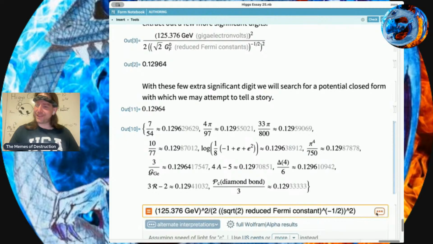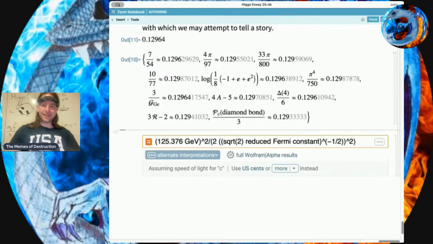We'll leave it as this. It gives us properties. All right, so out of these potential closed forms, one actually hits it for all the digits. It does seem to be a very computationally reduced form.